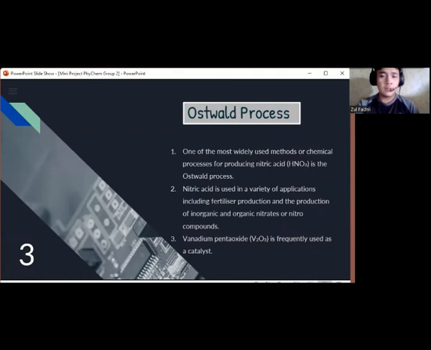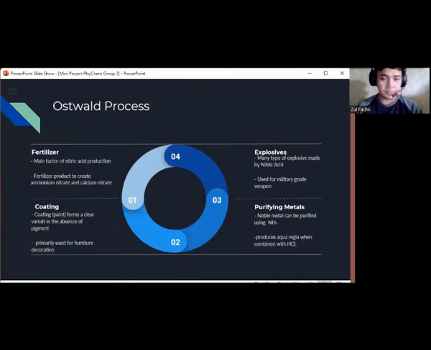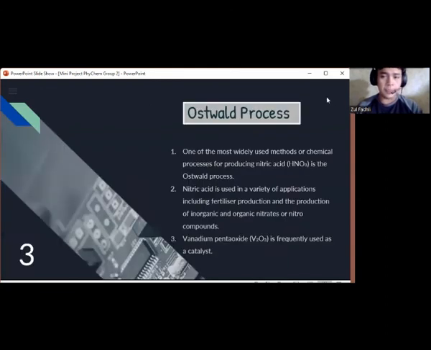Another one of the most widely used methods or chemical processes for producing nitric acid, HNO3, is the Ostwald process. Nitric acid is used in a variety of applications, including fertilizer production and the production of inorganic and organic nitrates and nitro compounds. Vanadium pentoxide, which is V2O5, is frequently used as a catalyst.